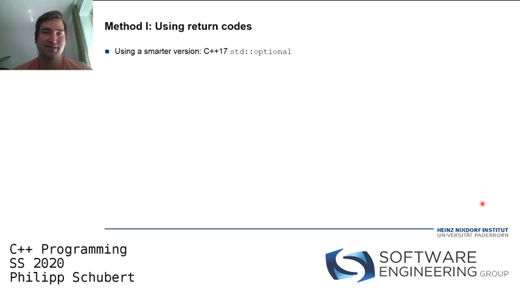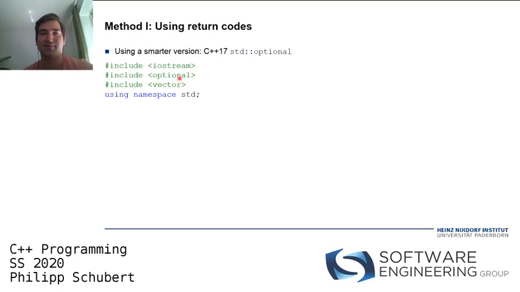C++17 introduced the std::optional type, which comes in quite handy. If you wish to use that, you just need to include the header optional. You can really say that a function should return an optional type, which means it either returns a result or it doesn't. So the value that is returned is just optional, as the name suggests.